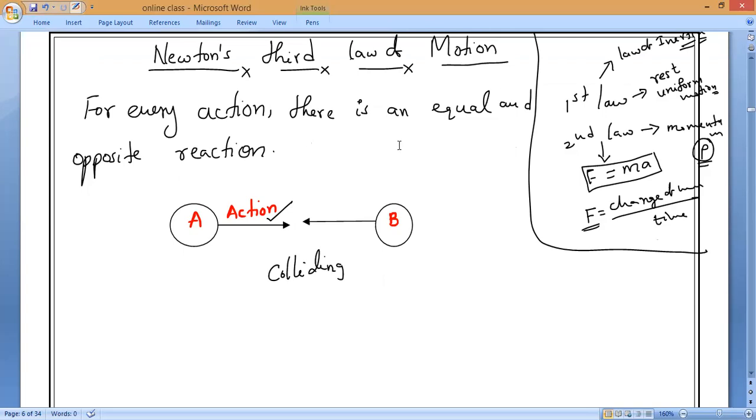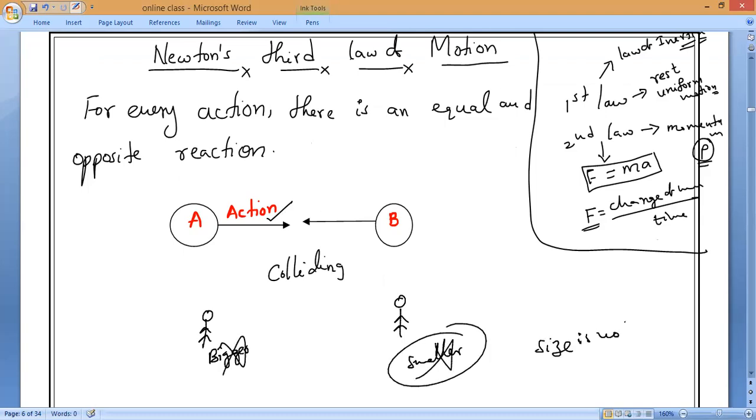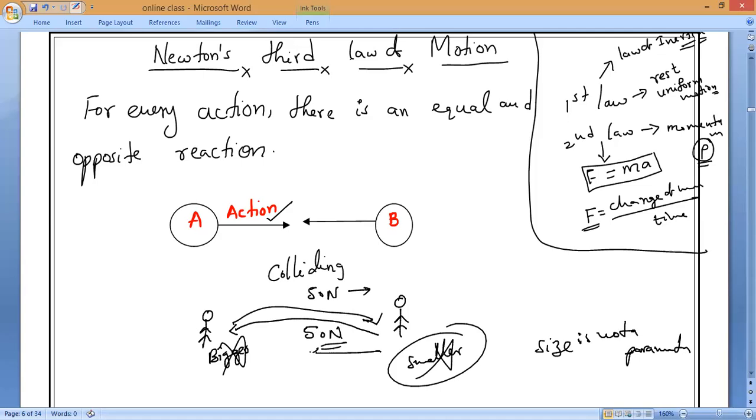Is it opposite direction or same direction? Opposite direction. Remember, if this is Harish and this is Danishka, Harish is bigger in size and Danishka is a little smaller, but size is not a parameter. Now, if Harish exerts 50 newtons of force on Danishka, then how much force will Danishka exert on Harish? The same 50 newtons, but Harish is exerting in this direction and Danishka is exerting in the opposite direction.